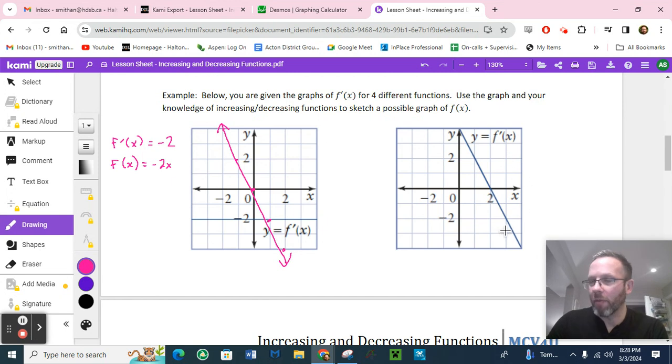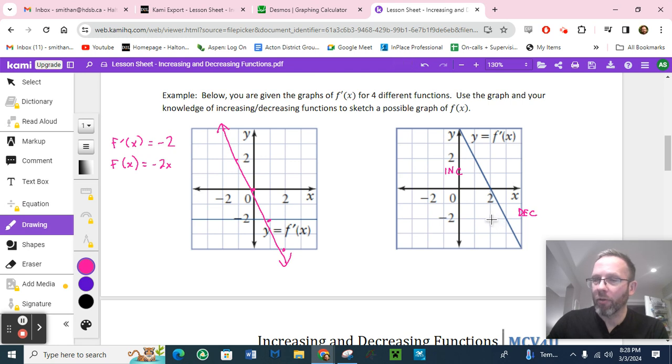In the second example, we have a derivative function that's linear. So the original function might be quadratic. Well, it is quadratic. And because the derivative is positive when x is less than 2, that means that the graph will be increasing when x is less than 2, and the graph will be decreasing when x is more than 2. Why? Because the derivative is positive to the left of 2 and negative to the right of 2.